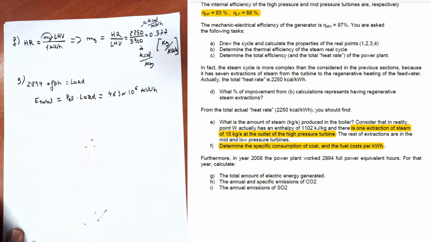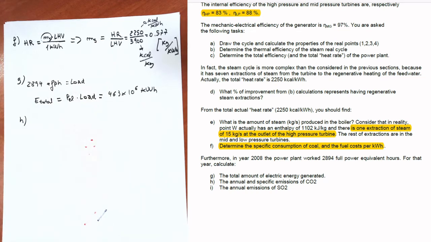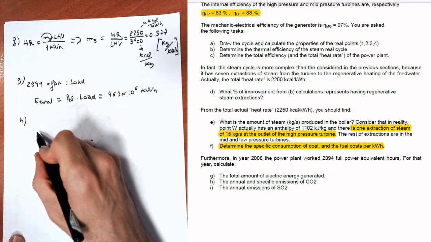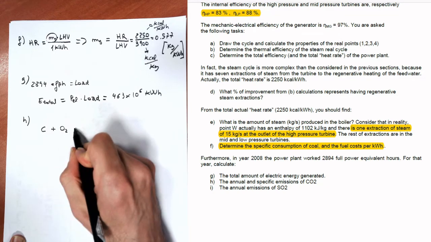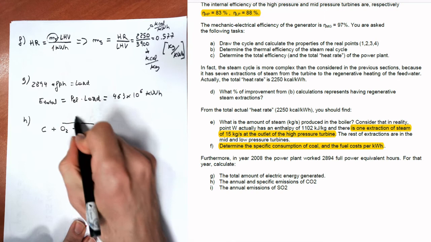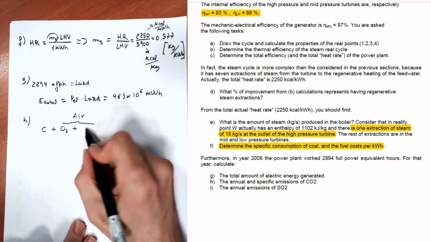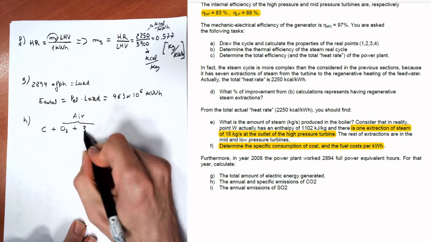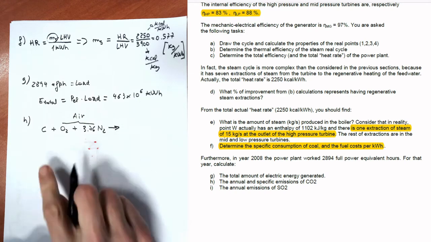Okay, question H, reactions. We know the reaction will be like this. We have carbon, we combine it with O2, and we know the composition of air: when we mix it in the air, there is 1 mole of O2. For each mole of O2 we get 3.76 moles of N2. So this reaction will be pretty simple.